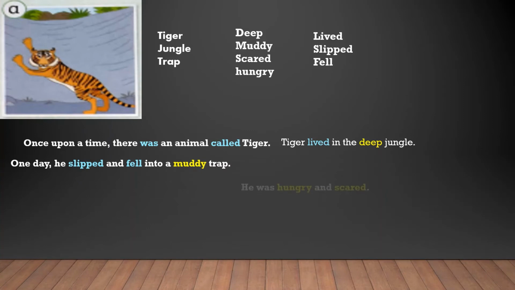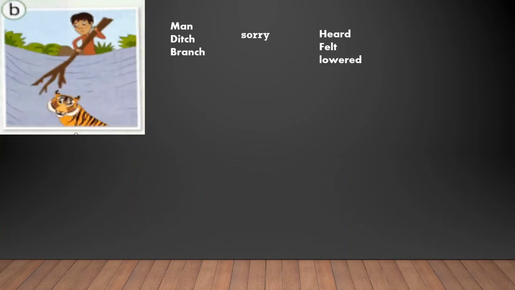He was hungry and scared. In this sentence, I joined two describing words, hungry, scared. They are joined together to describe the feeling of the tiger then. Now, picture B. What can you see in this picture? A man with a branch in his hands, and the tiger is still in the ditch.